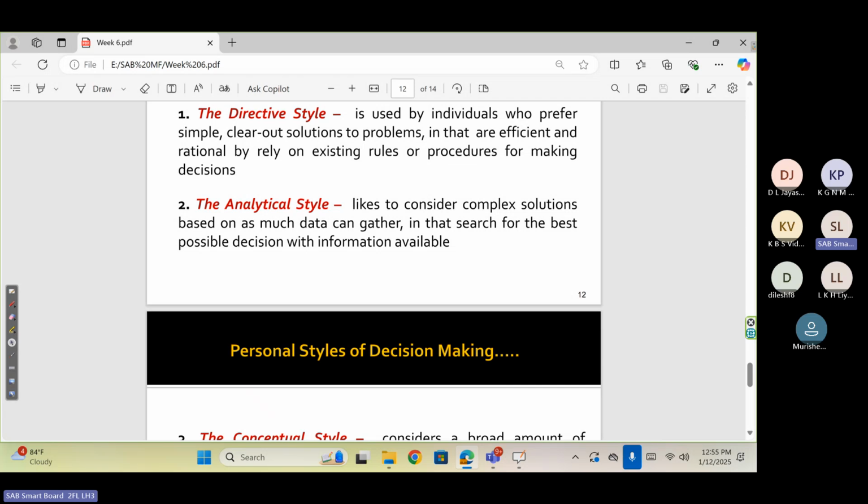A lot of information, more information should be found, or data should be gathered to identify the maximum number of alternatives, right? That's the analytical model. Here, scholars say that the decision maker uses more systematic information, maybe databases or computer applications, software applications, etc.